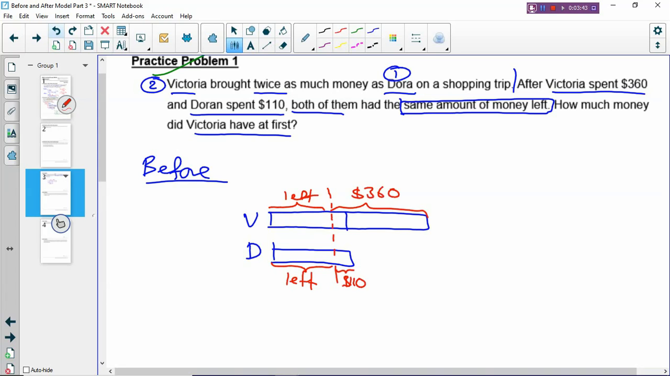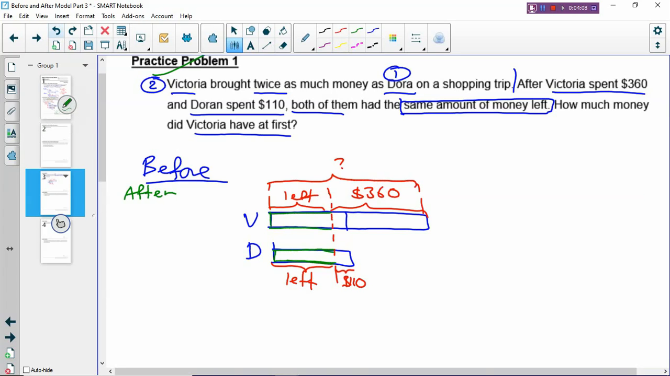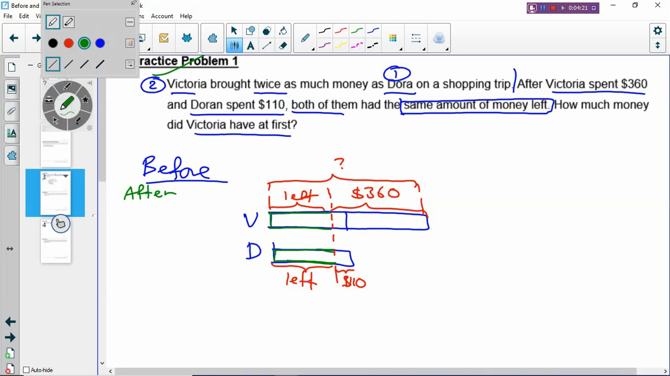So how much money did Victoria have at first? Your question mark will be to find something like this. How much did Victoria have at first, which is the question mark. So where is the after model? Your after model is combined together with the before model. So your after model will be something over here, which is the remaining money that is left over. This is the remaining money that is left, the green color boxes that look equal. So the model is done already. Now, very simple. There is no total given to you. You can see that on the model, there is no total, because if there is a total, then we can add everything inside the model together.